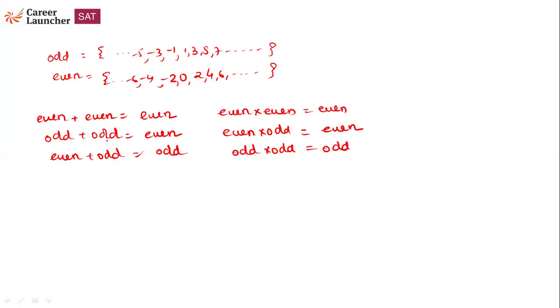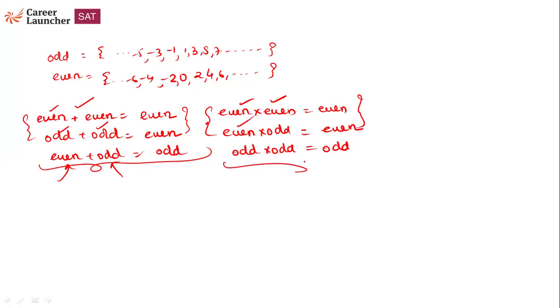Now see, sum of two integers is even if either both of them are even or both of them are odd. Whereas sum of two integers is odd if exactly one of them is even and the other one is odd. Clear? Whereas product of two integers is even if at least one of them is even. Whereas the product of two integers is odd if both of them are odd. Clear?